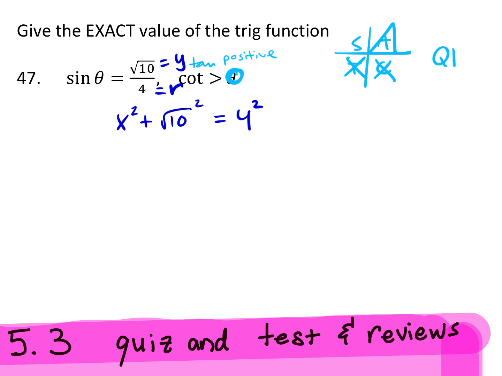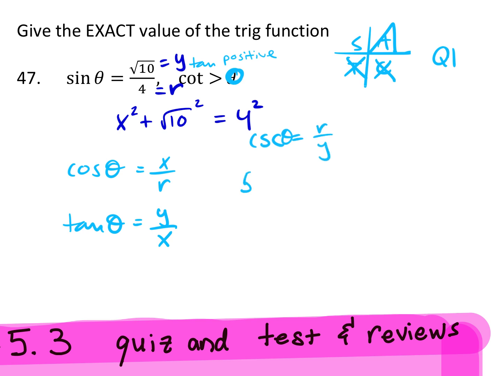I think here it would specify what angle it's looking for. Or you could find them all. Keep in mind, sine is y over r, cosine is x over r. What's tangent? Y over x. And then we have our reciprocals. So cosecant would go with sine, so that would be r over y. Secant would go with cosine, so r over x. And then cotangent goes with tangent, so that would be x over y.